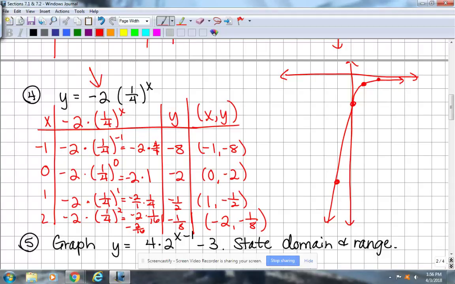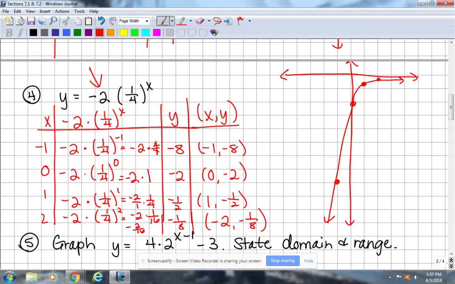Y'all tell me domain and range. What's the domain? What are my x's doing? They're going both ways, ain't they? Oh, yeah. They're going left to right. So that's all real numbers. X's can be anything. What about my y's? What can y's be and what can they not be? They can't go above 0, can they? So what numbers are not above 0? Negative numbers, numbers less than 0. Right. So my range is y is less than 0.